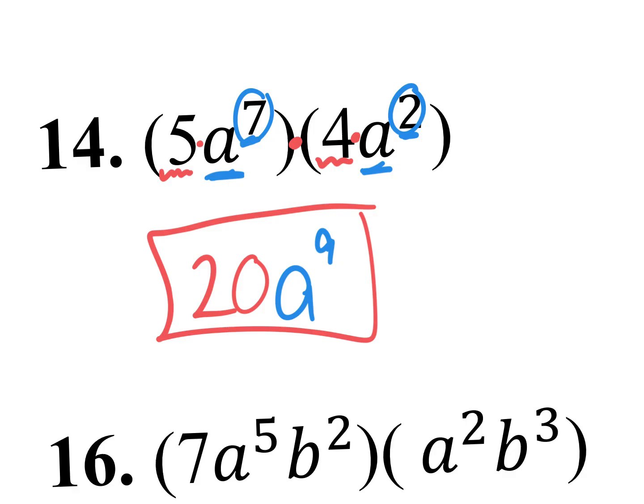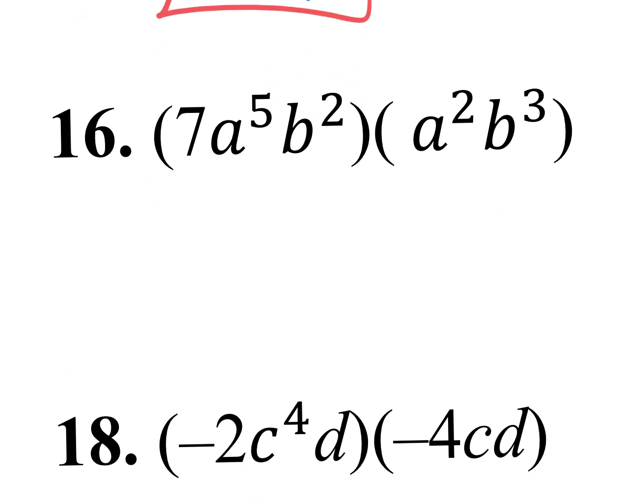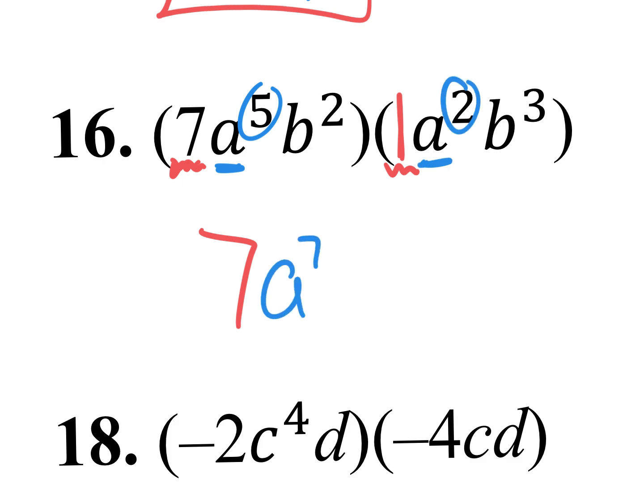20a to the 9th. So the only difference between 14 and the previous ones is that we now have regular numbers out in the front that we have to multiply. And you could start with those regular numbers, like number 16, there's a regular 7 right here, and there's an invisible 1 out here. So you could just say, okay, 7 times 1, that's 7. Easy. Let's move on to the a's. a to the 5th times a to the 2nd, add 5 plus 2, you're going to get 7. So you have 7a to the 7th so far. Then you can move on to b. b to the 2nd times b to the 3rd, add 2 plus 3, you get b to the 5th.